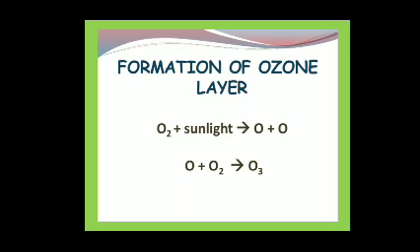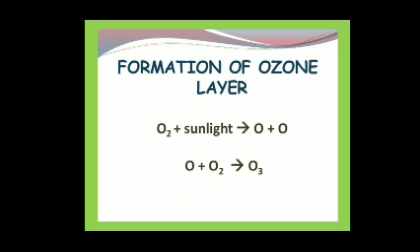Formation of the ozone layer. When oxygen reacts with sunlight, it forms a single oxygen atom called nascent oxygen, O plus O. This nascent oxygen is a highly activated atom. These activated atoms interact with an oxygen molecule, then form an O3 molecule called ozone.